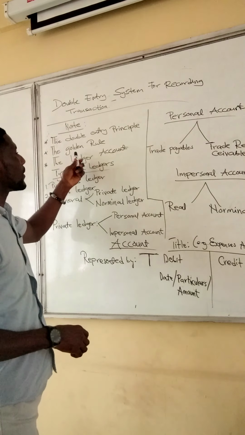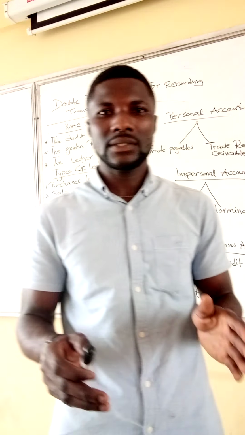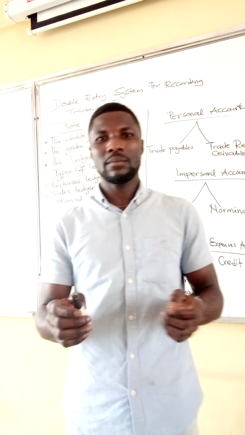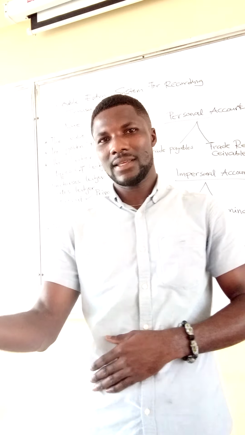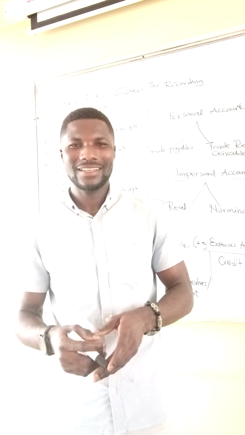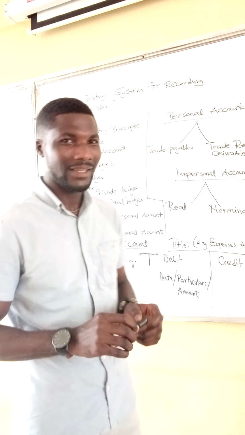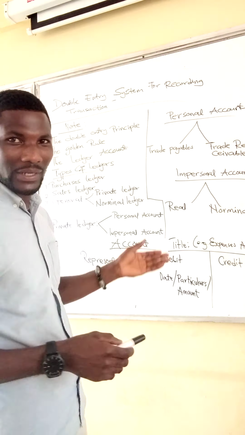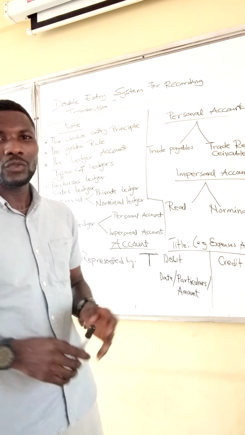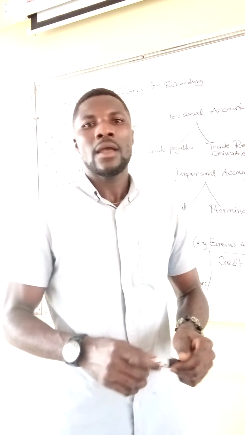Now, the golden rule in accounting also states that you must always debit the receiver and credit the giver. What do you mean by debiting the receiver and crediting the giver in accounting? I wish you know this, and I'll always help you. This is the basic teaching, so you understand it. Let me talk about this before we move on.